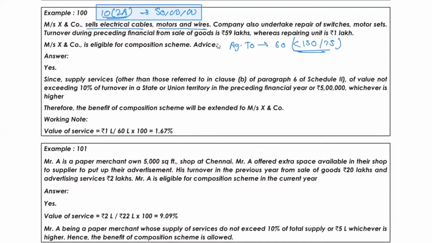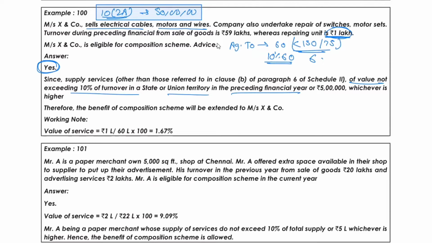So now what we need to check is whether it is fulfilling the condition. 10% of aggregate, what is 60? 10% of 60 lakh is 6 lakh. He is below that at 1 lakh. Yes, he is eligible. The value should not exceed 10% of turnover in the state or union territory in the preceding financial year.